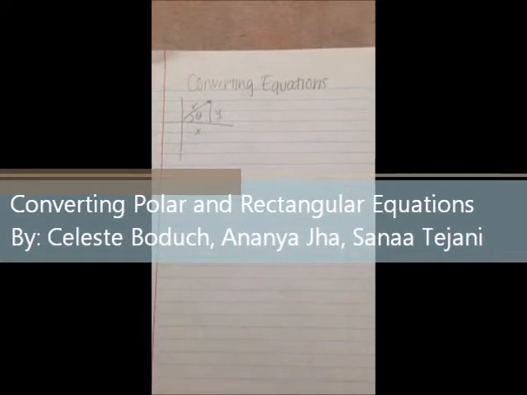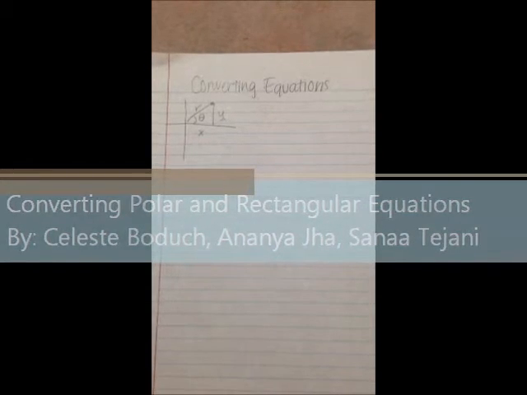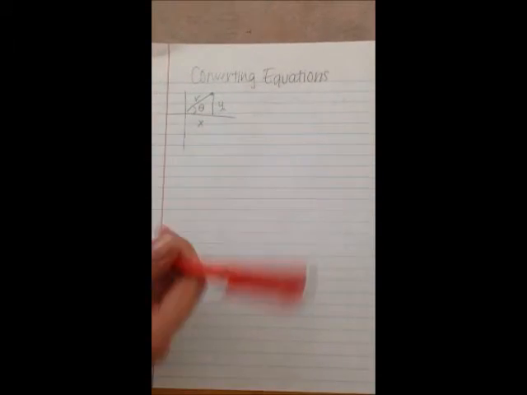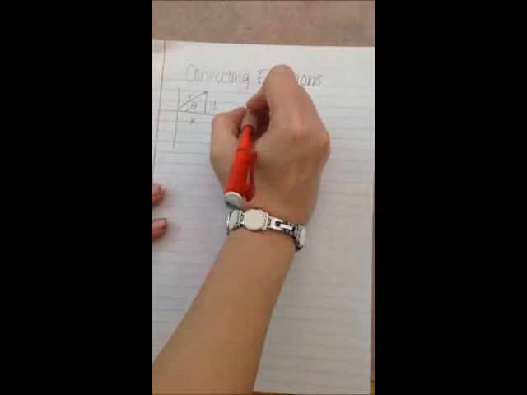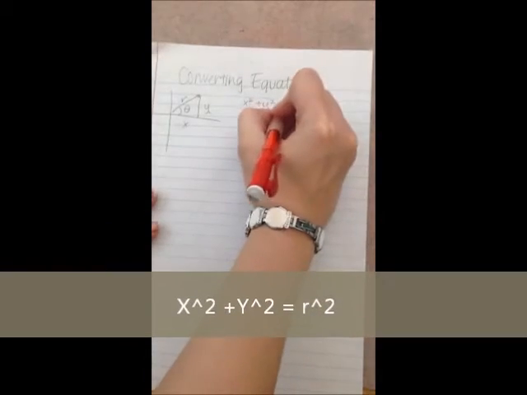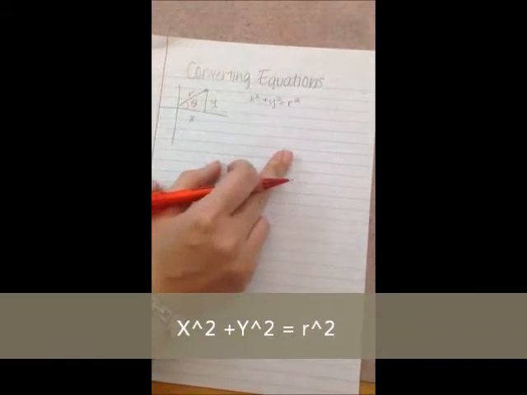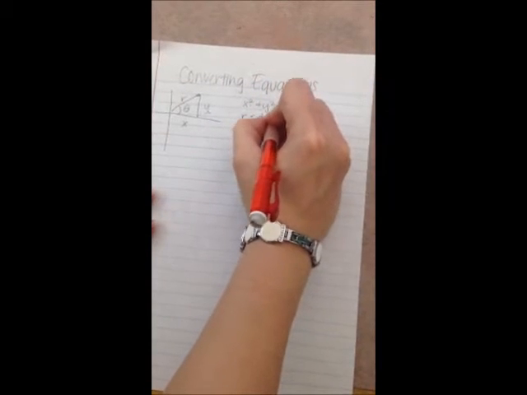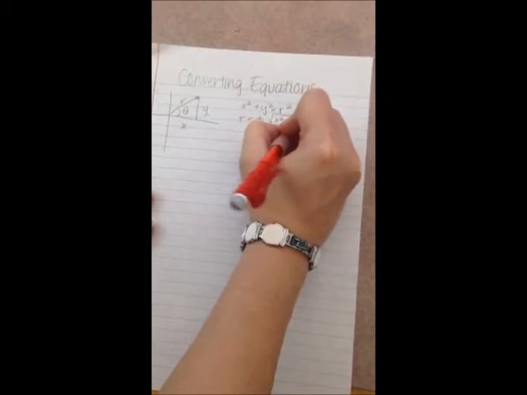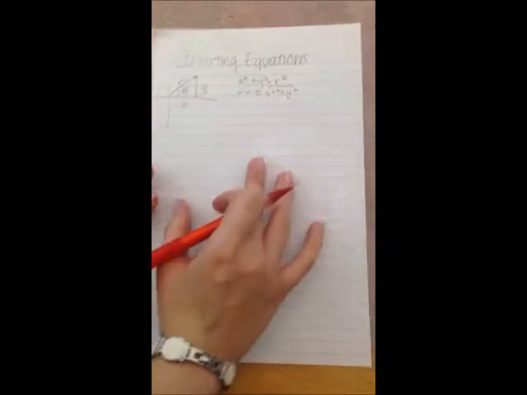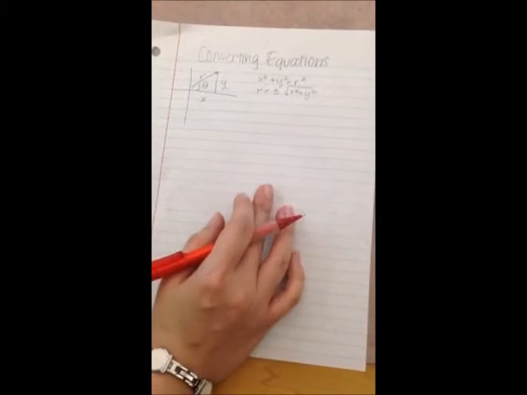Today we're going to be discussing how to convert equations from polar to rectangular as well as rectangular to polar. Okay, to start off with, we have the unit circle. As you know from the Pythagorean theorem, you have x squared plus y squared equals r squared, right? You can manipulate this equation to get r equals plus or minus square root of x squared plus y squared. Make sure you do the plus and minus because it can help you get the correct answers.